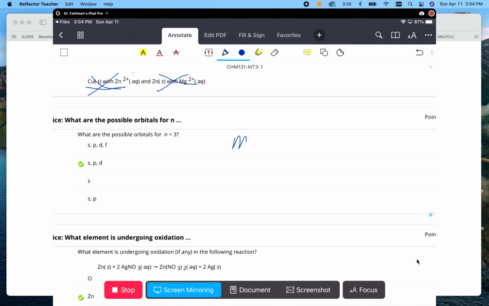N equals 3, so that means L can take values of 0, 1, and 2. And so if you remember, that's an S, that's a P, and that's a D orbital.